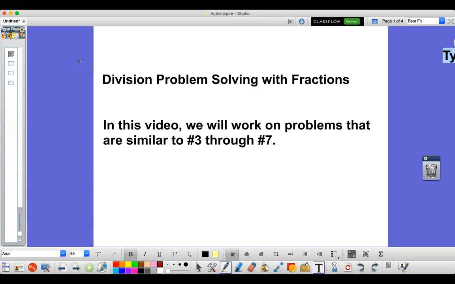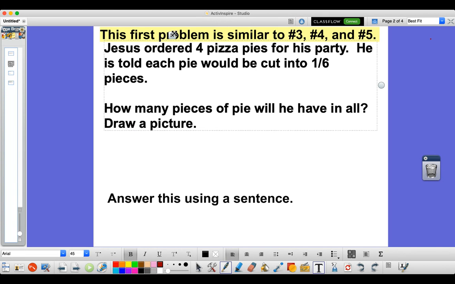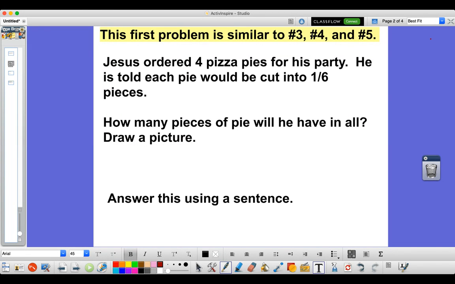On a Thursday, and we are going to use this video to talk about some division problems that involve solving with fractions. So in this video, we will work on problems that are similar but not the same to number 3, 4, 5, 6, and 7. Okay? So I hope this video inspires you to do things that are similar for the problems that you have assigned.